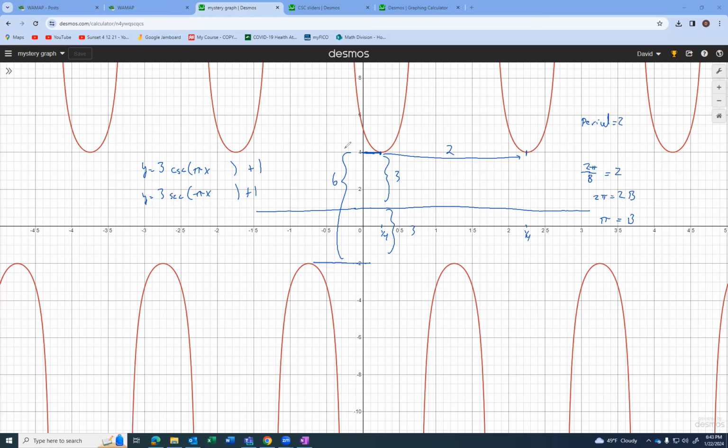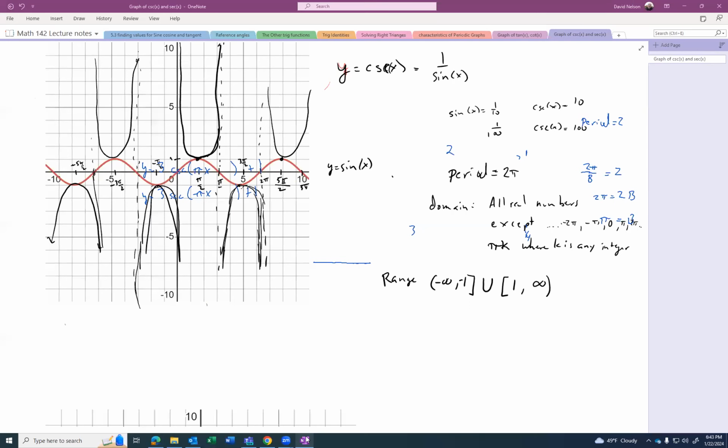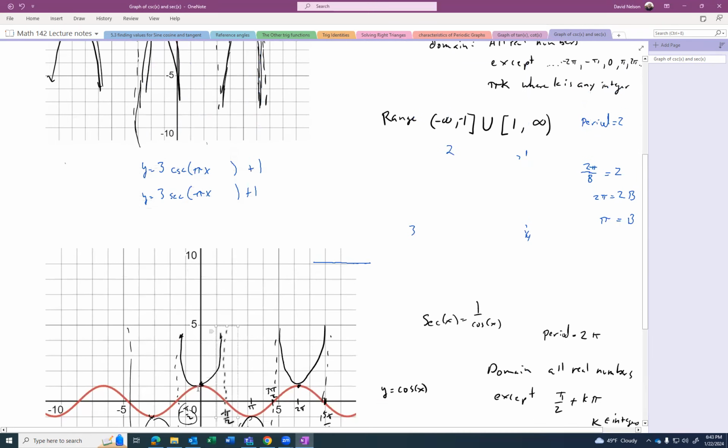Let me clean up some of this stuff. There's the eraser. So if we remember what the cosecant graph looked like, I'm going to jump back to it here. I need my pointer instead of my eraser. The cosecant graph has an asymptote right along the y-axis here, and the cosine graph starts at one of the minimums, at the dip of this upper U.